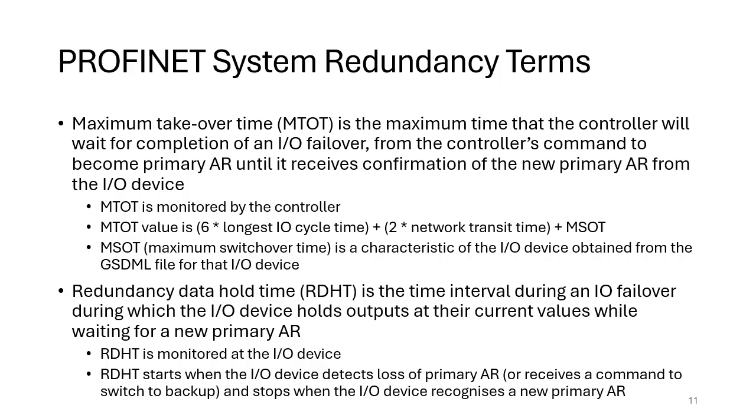This is monitored at the IO device, and the redundancy data hold time starts when the IO device detects a loss of the primary AR, and it stops when the IO device recognizes a new primary AR. And this can often be configured, so you can calculate what the redundancy data hold time should be, and then it's like a timeout. You can configure that the IO will then stop operating if the redundancy data hold time is exceeded by more than a certain amount.